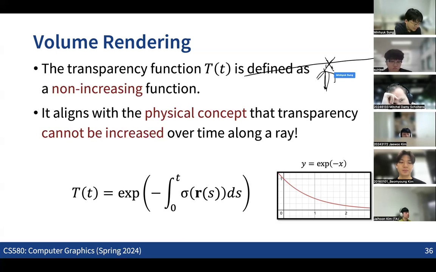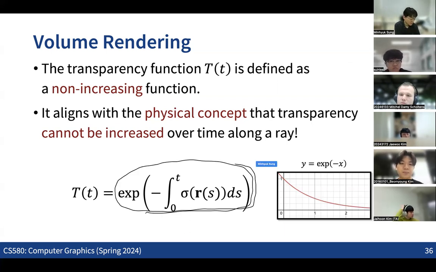So if we have some kind of probability of how likely we are to reach this point without hitting anything, and we also look at the transparency at a point behind it, then obviously the transparency at the second point should be equal to or less than the transparency at this point. It cannot physically increase, by the definition of transparency. And our formulation of transparency satisfies this property of being a non-increasing function.